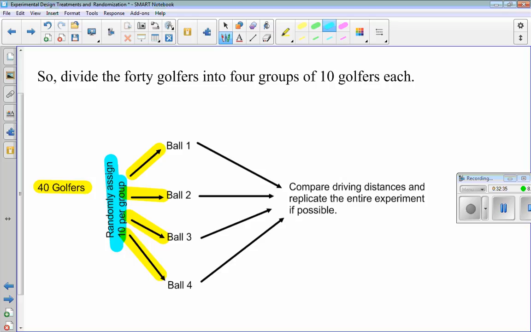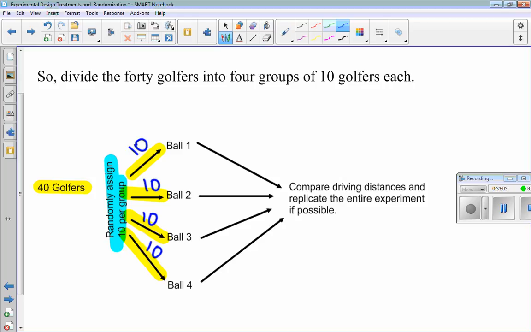How many golfers go into each treatment group? 10. So we need to say that. We need to tell how many subjects go into each treatment group. And so that's what I've done here: 10 in each. So what's been important so far? I've addressed randomization. I've addressed replication. What else do I need to address?